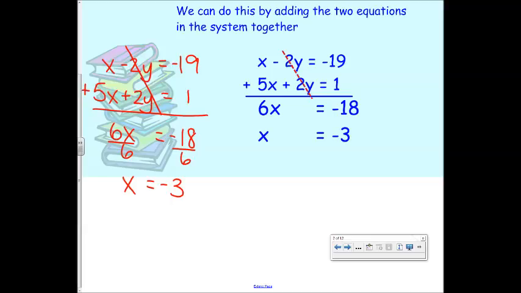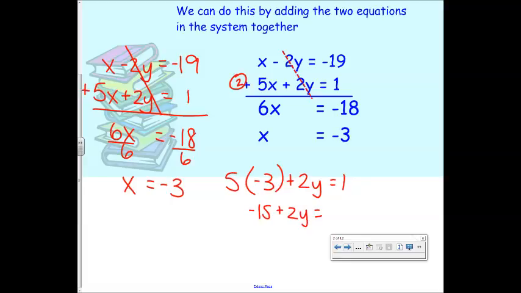Now what would you do to get your y value? Plug it in to which equation? Whichever one you pick. Honestly, it doesn't matter. Why do you think I would pick this one? Everything's positive. So it's a lot easier if everything's positive. So I'm going to pick this equation, and we'll call it equation number 2. I'm going to do 5, but instead of x, what am I plugging in? Negative 3 plus 2y equals 1. What's 5 times negative 3? Negative 15 plus 2y equals 1.